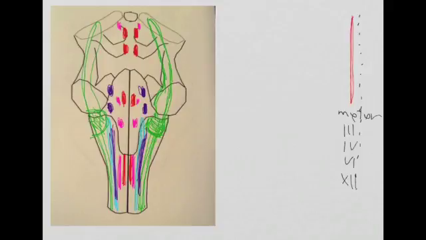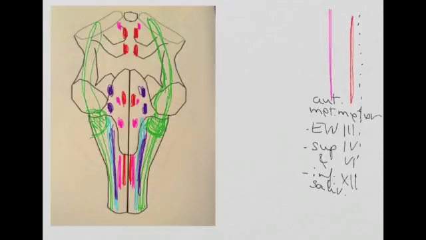Next to them will be the autonomic motor line or column, and this is Edinger-Westphal, superior and inferior salivary, dorsal 10. So far we have 4 in each column.